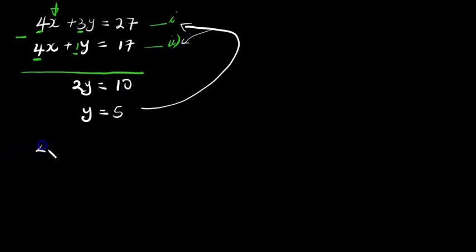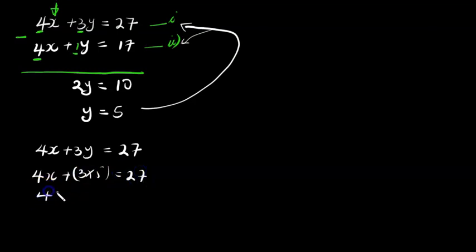I'll choose the first equation: 4x plus 3y equals 27. I substitute the value of y, so 4x plus 3 times 5 equals 27. So you have 4x plus 15 equals 27. Taking the 15 to the other side, you can see that 27 minus 15 equals 12.